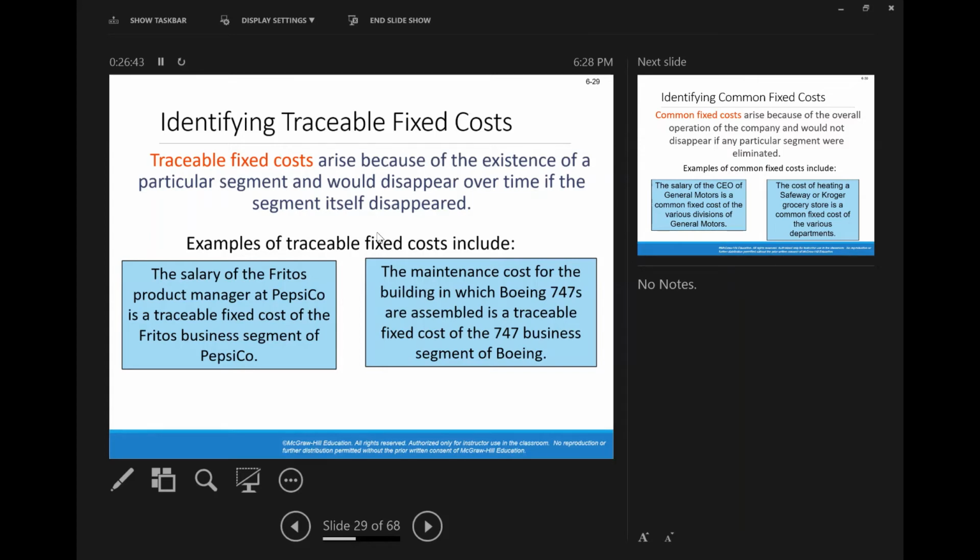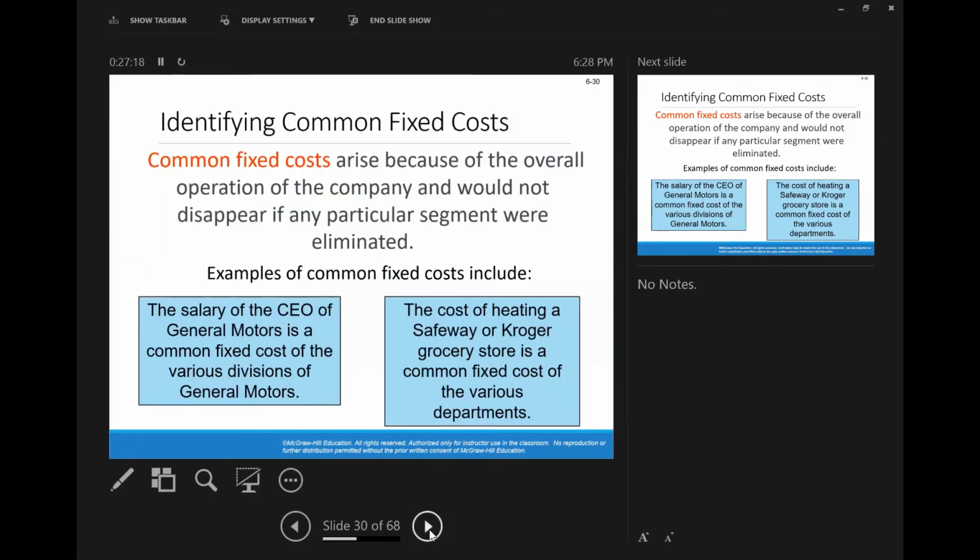And then we have the maintenance costs for the building in which Boeing 747s are assembled. It's a traceable cost to the 747 business segment of Boeing. So if you're not producing the 747 anymore, you're not going to have those salaries for someone to be in there, or you're not going to have maintenance costs for that plane if you're not producing that plane or servicing that plane anymore. No longer have that segment. So you can see how some things are traceable and they would be attached to the segment and would go away if you don't have that segment any longer.